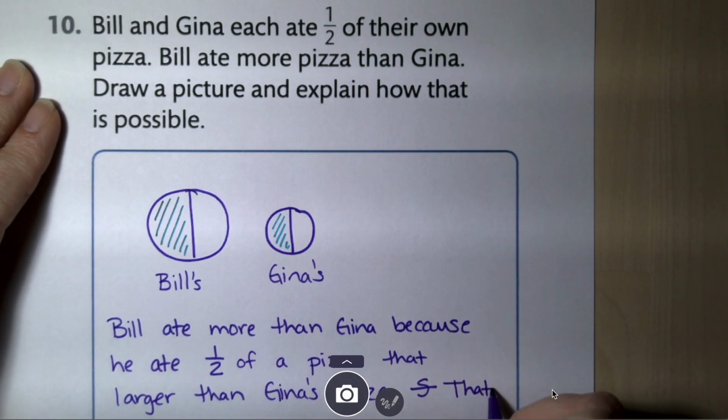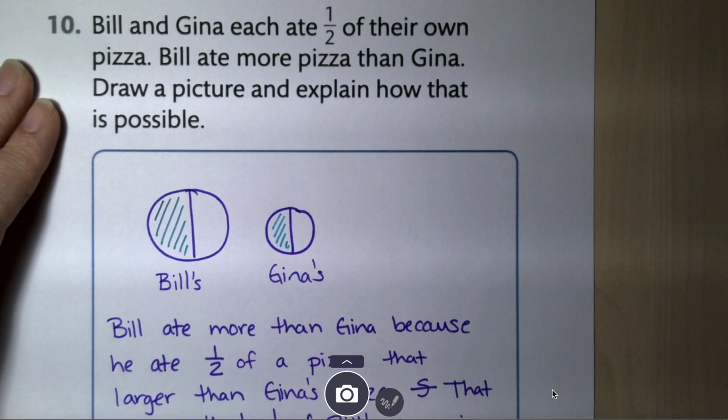That means that half of Bill's pizza is greater than half of Gina's pizza.